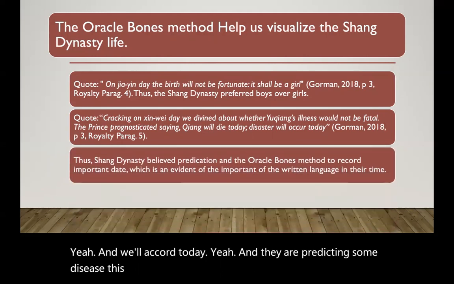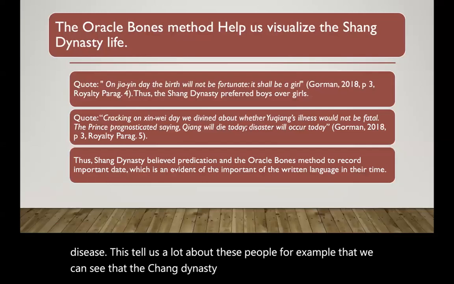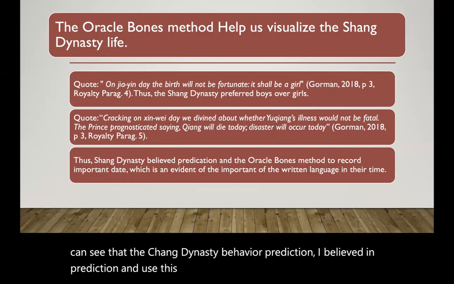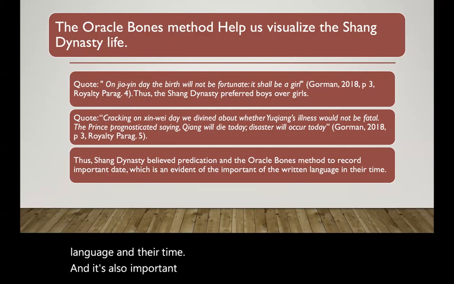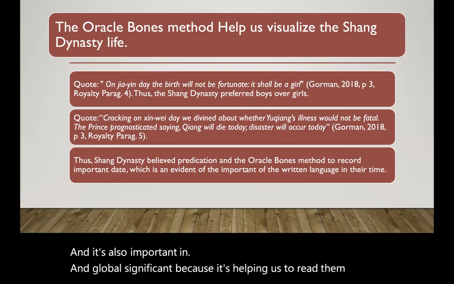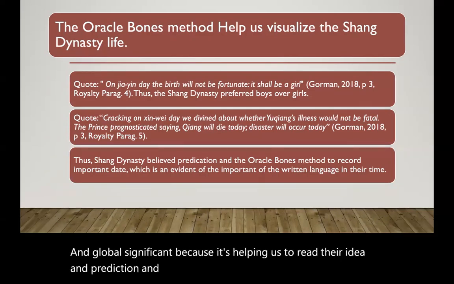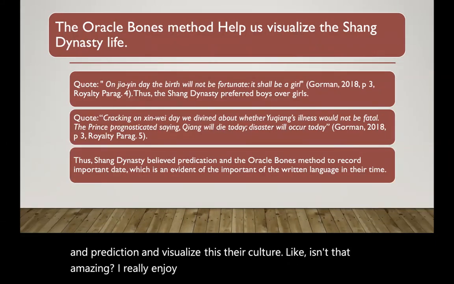This tells us a lot about these people. For example, we can see that the Shang Dynasty people believed in prediction and used this oracle bone method to record important dates, which is evidence of the importance of written language in their time. It's also important in global significance because it helps us read their ideas and predictions and visualize their culture. Isn't that amazing? I really enjoyed this capstone.